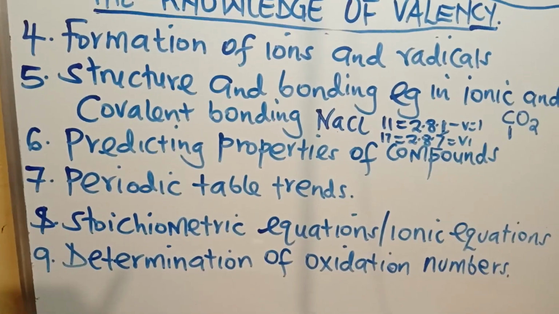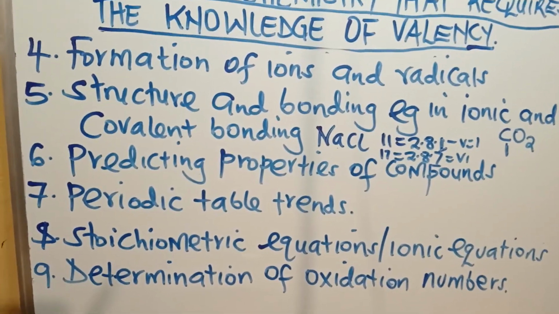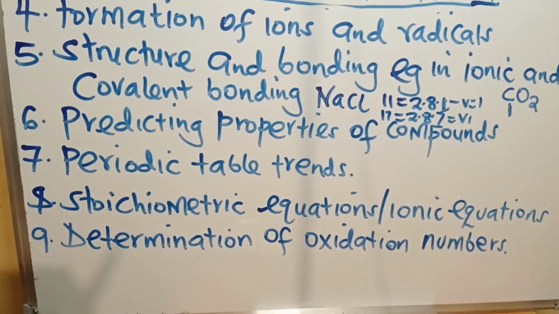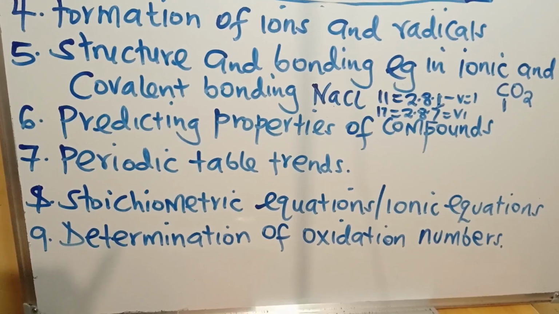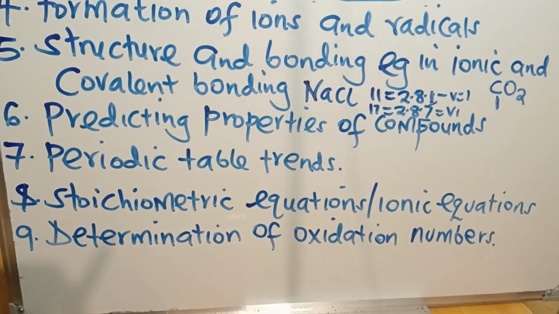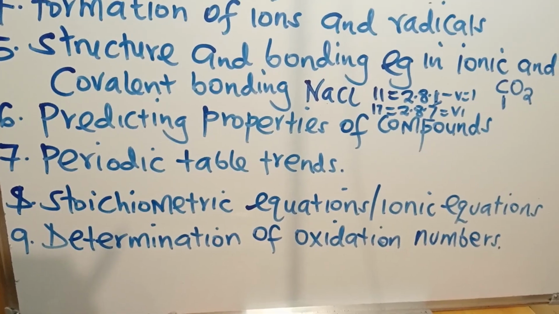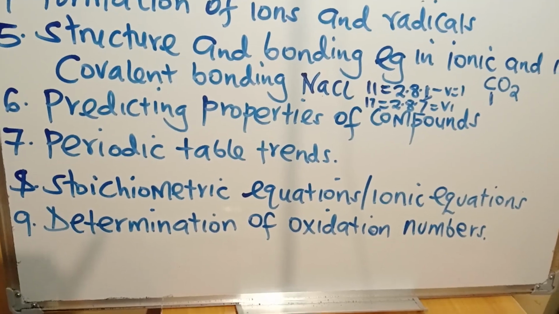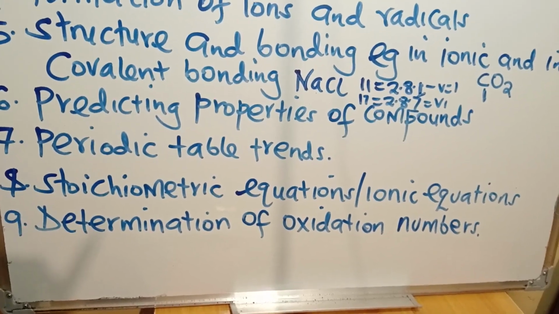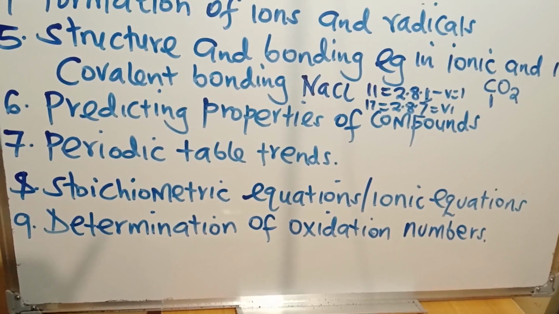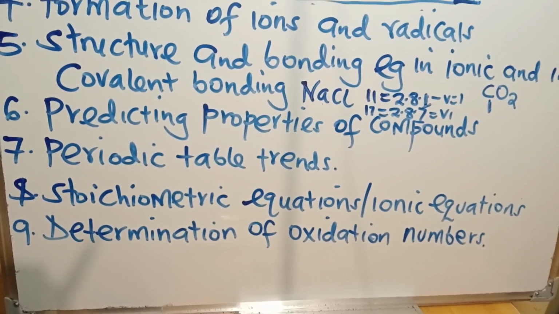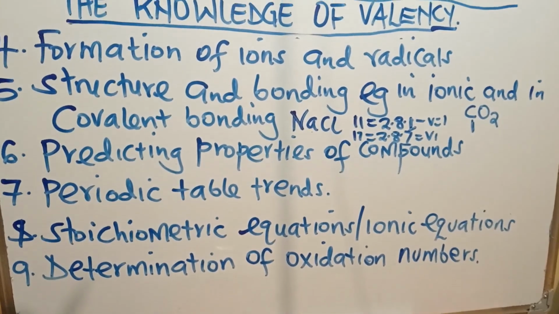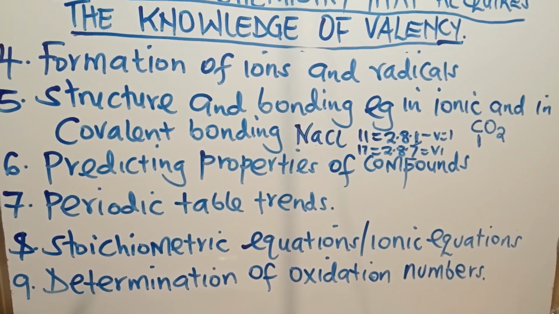So next, number 6. This knowledge of valency can also be used when we are predicting properties of compounds. Number 7, in periodic table trends down the group and also across the period. Number 8, in stoichiometric equations, those are the ionic equations. And number 9, in the determination of oxidation numbers. So in so many of these areas, I'll be preparing lessons so that you can understand more.